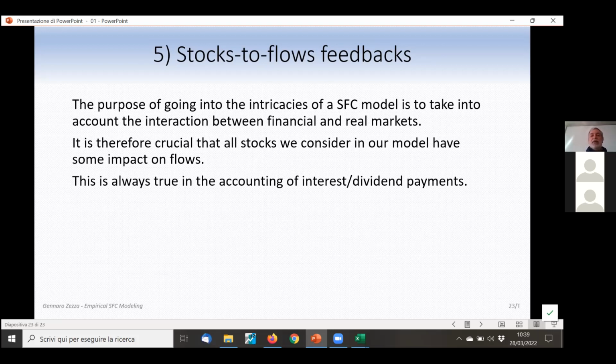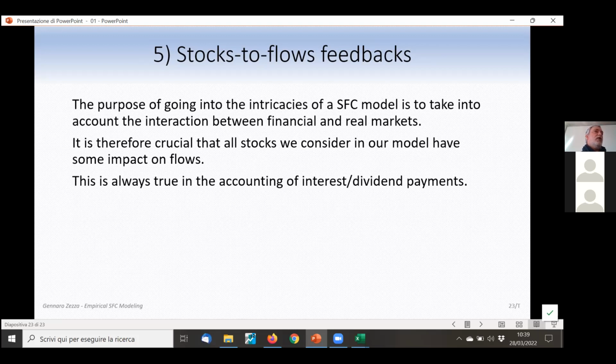And what usually happens with the theoretical stock flow models is that you have a stock in your balance sheet, but you don't link it to anything. And in the model, the stock is going nowhere without any economic rationale. This usually happens very frequently when in your simple stock flow model, you allow the business sector to have a stock of net wealth.